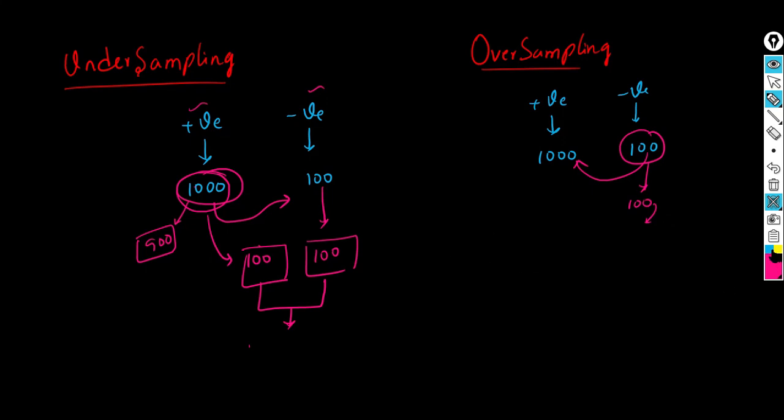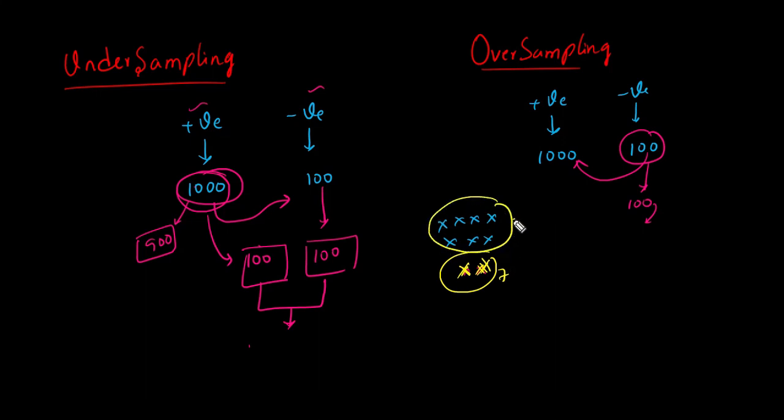For example, suppose these are the positive class points and these are the negative points. Here we have 7 points and here only 2 points. We will repeat these points one time, and now we have 4 points. Once again we repeat, and now we have 6 points. Now repeat one more point, this one, and now we have 7 points for this class and 7 points for this class. This is the oversampling approach.